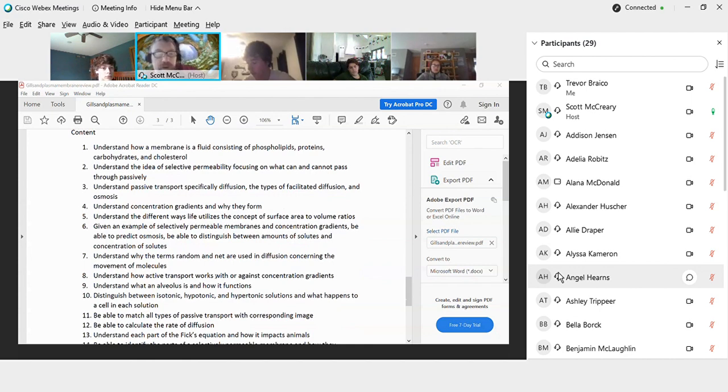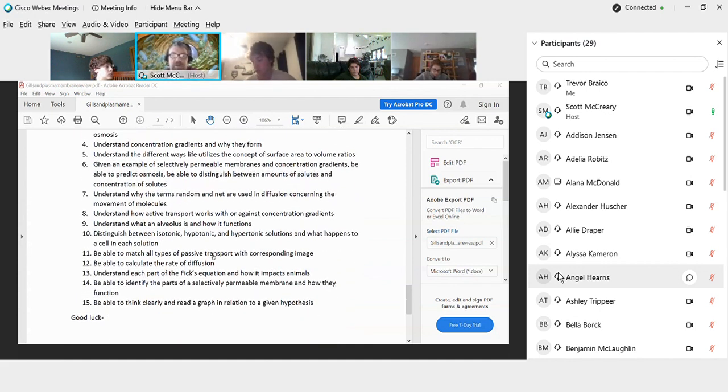Now, you need to know what an alveoli is, or alveolus is singular. You need to know your terms iso, hypo, and hypertonic solution. Be able to match them up on a picture, which you've seen in your notes. I'm not trying to trick you. I just want you to know it. And you should be able to match up all of your passive transport, carrier mediated, channel mediated, and regular diffusion and osmosis.